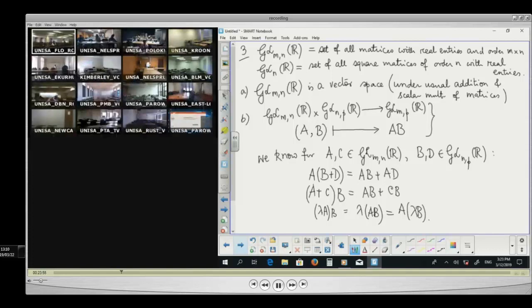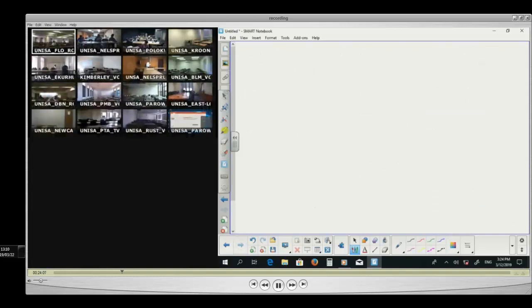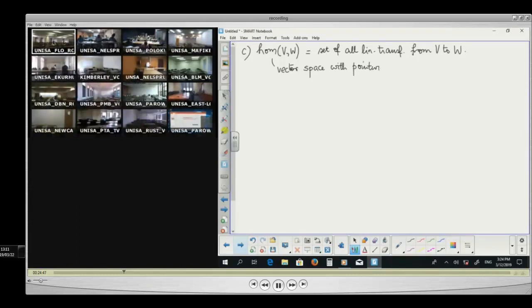Now what does this matrix presentation of a linear transformation tell us? Remember, we have also shown that on V, W, this is the set of all linear transformations from V to W. We have already shown that this is a vector space with pointwise description of addition.